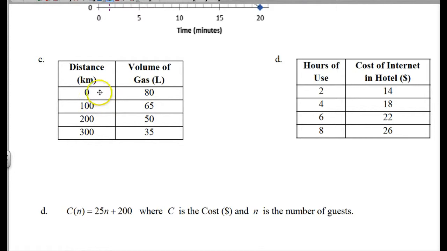Distance and volume of gas. So for every 100 kilometers we use, remember, it's this rate of change, so it's minus 15 liters. It's 15 liters per 100 kilometers, which is actually the unit that we use to measure fuel. So we could leave that, or we could say it was 0.15 liters per kilometer. This actually matches up with what the fuel consumption people give us, and then this is the actual rate.